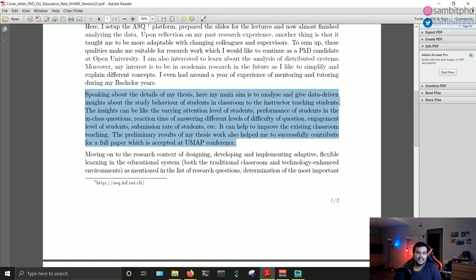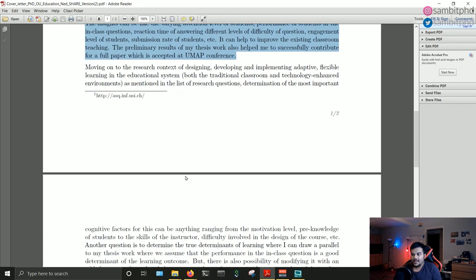So as you can see, the entire second paragraph is about my master thesis. You can go through it. And moving on to the third paragraph. The third paragraph is about the PhD position requirements for which I am applying. So these are some of my thoughts on how I can contribute to that position, based on the description that I saw in the PhD opening.